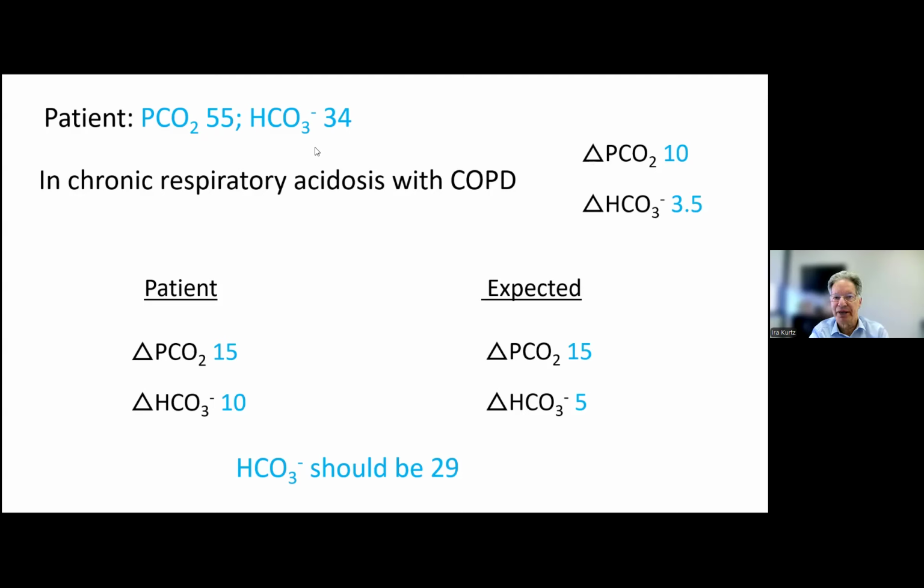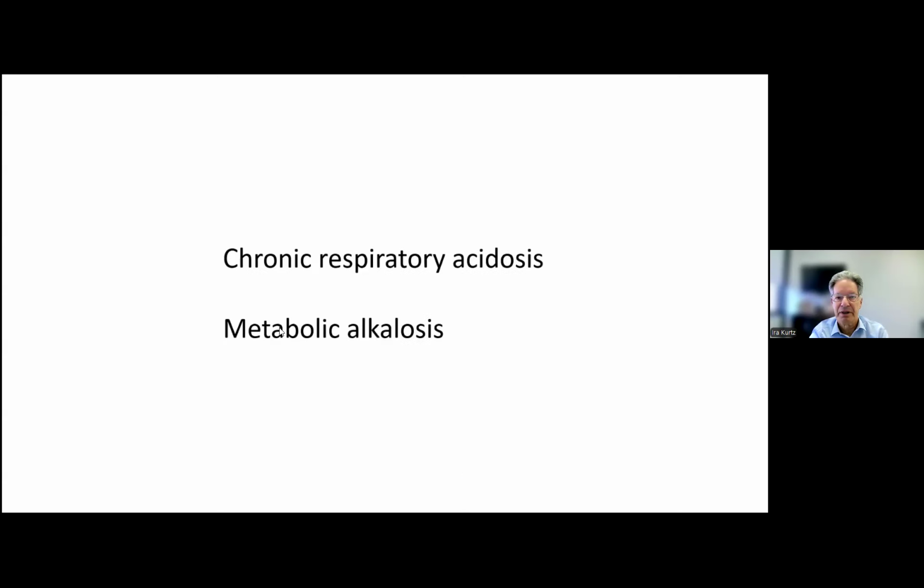In chronic respiratory acidosis with COPD, remember it's 10 to 3.5. Our patient is 15 to 10, and we would have expected with an increase in PCO2 of 15, the bicarb should have gone up by 5. That's 15 to 5, the same as 10 to 3.5. So we would have expected with the PCO2 increased by 15 that the bicarb should be 29, should have gone up by 5. It should not have gone up by 10. So the fact that it's higher than it should have been, given the chronic respiratory acidosis, means the patient also has a metabolic alkalosis.